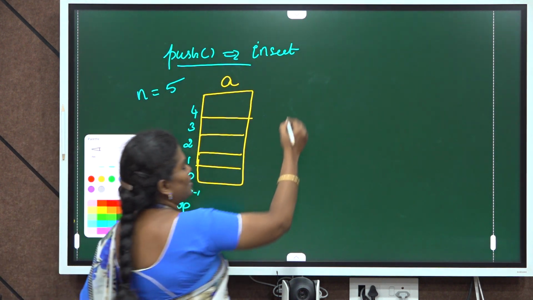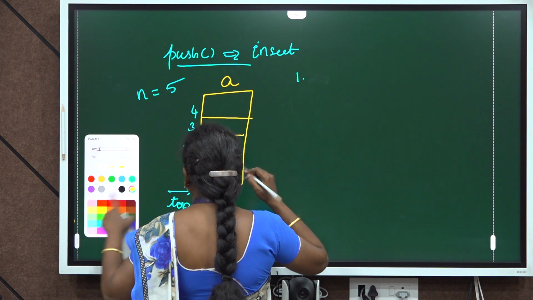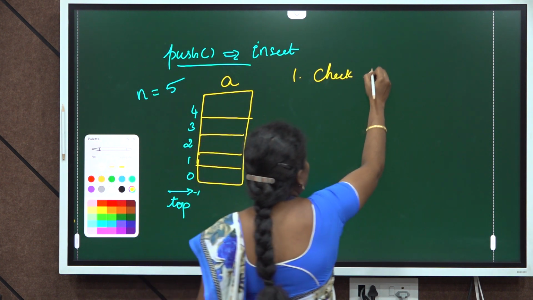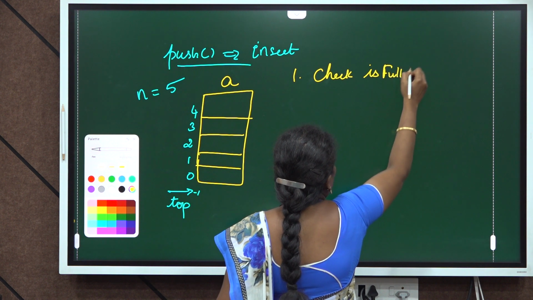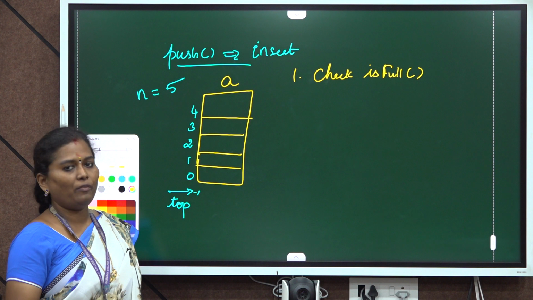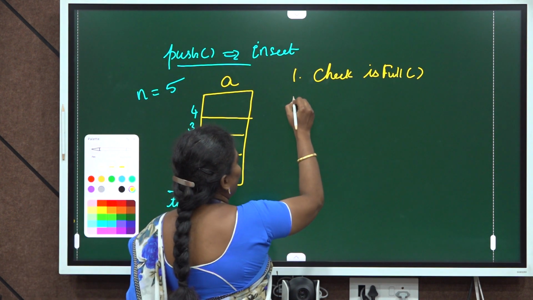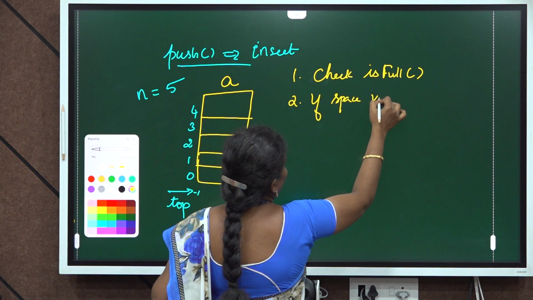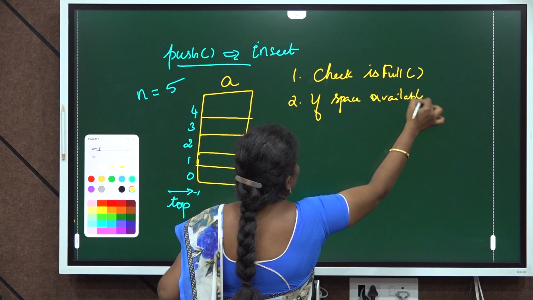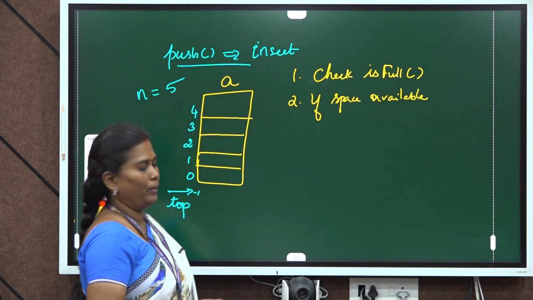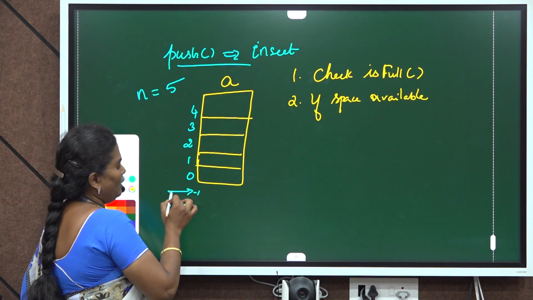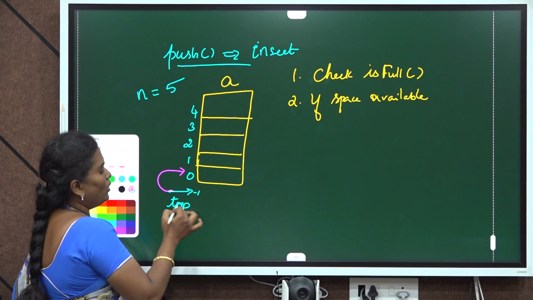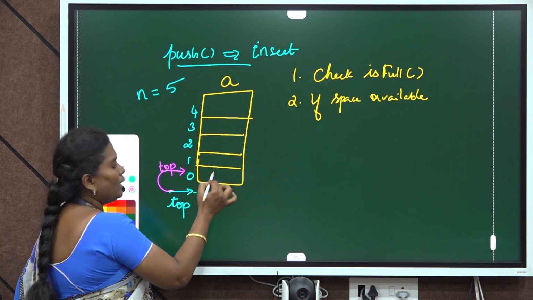In order to do the push operation, first we are going to check whether the stack is full, because if it is full we cannot do the insertion operation. So checking for full: if space is available, then we can start doing the insertion operation. How are we going to do the insertion? We are supposed to increment the value of top. Top has to move from -1 to 0, and then the element can be inserted.